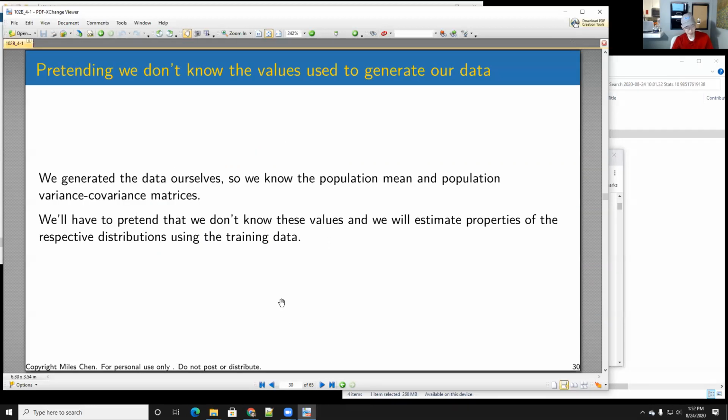So we know these things, but we have to pretend that we don't know these values, right? Because the situation that we're trying to emulate is we don't know the parameter values that generated our data. We're going to just look at our training data, and based on it, we have to guess what that process looked like. And based on that, we're going to take a new observation and try to guess what class it belongs to.